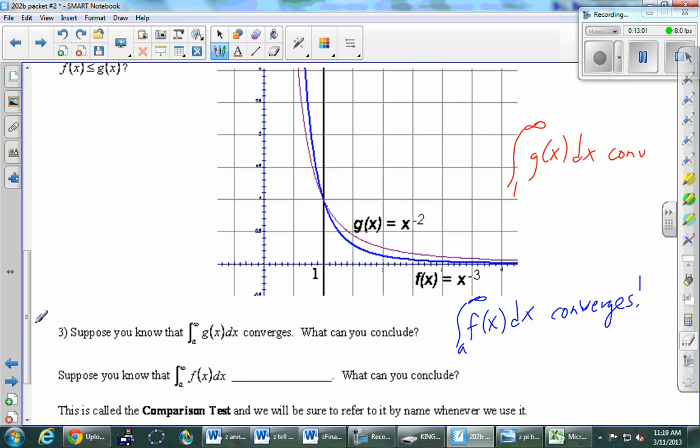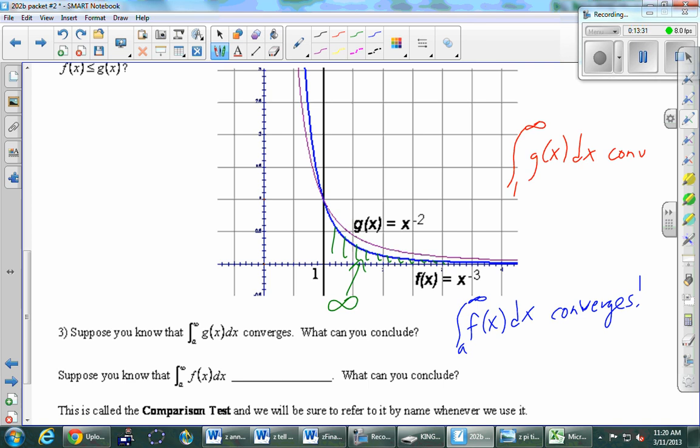But there is another side to this theorem. Suppose that I tell you that the area under the blue was, what kind of a thing would be useful to us? If that blue guy diverges, in other words, if the area under the blue is infinity, then the area under the purple is also infinity. It's a bigger infinity, but it's infinity, right? Infinity plus 1. So that is useful to us.